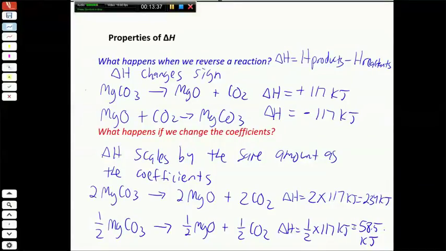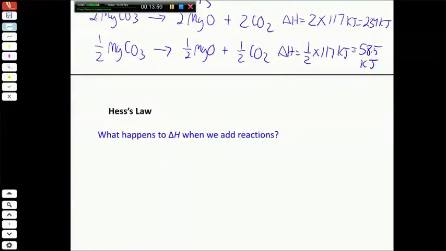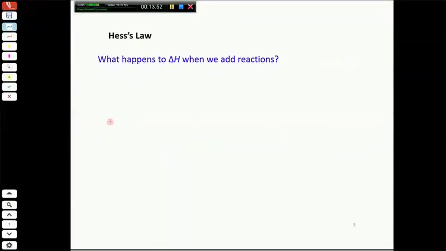If you multiply one coefficient by 2, you have to multiply all of them by 2 to keep the equation balanced. And then delta H would scale by that same amount. So that's what happens. And then finally, the last thing we need to talk about before moving into Hess's law, which is what this law is all about, is what happens to delta H when we add together chemical equations. And it's pretty simple in this case because the delta H's are also additive.